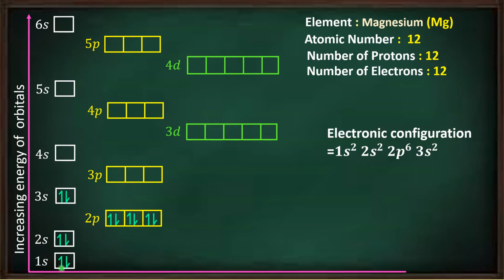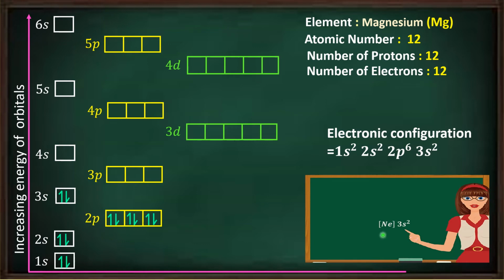In 1s, 2 electrons are there. In 2s, 2 electrons are there. In 2p, 6 electrons are there. In 3s, 2 electrons are there. Or we can write it in short way as neon 3s2.